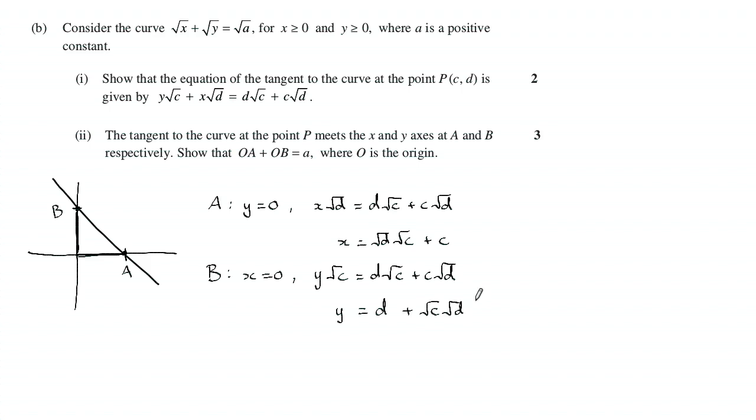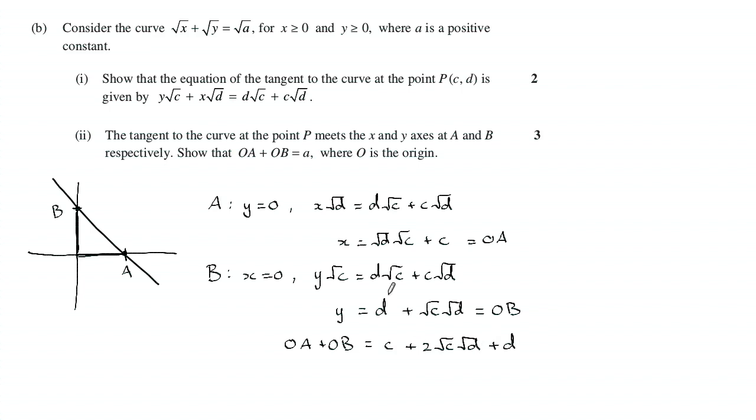Okay, so what we've found here is actually, this is OA, because it's the x coordinate of that point. So this is OA, and this is OB, because that's the y coordinate here. So that distance is the same as that. And we just need to add those up. So OA plus OB. And that's the same as that, so let's collect those together. So you'll have c plus 2 root c root d plus d.